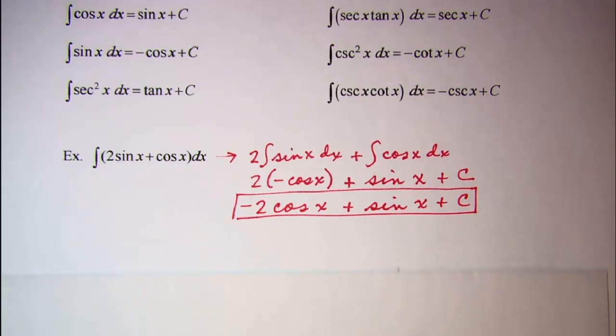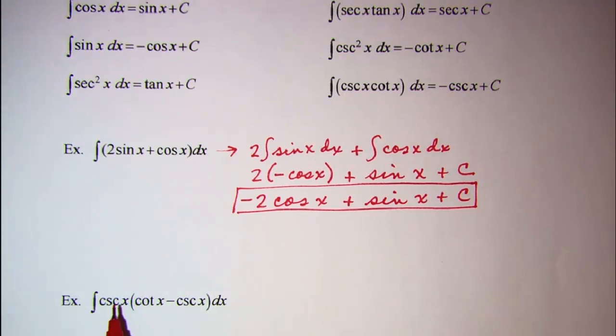Let's do another example. Now we don't have a product rule per se like we did in differentiation. So all we have are the rules that we've learned so far. So don't make up rules. Don't try to get creative. What we want to do on this problem is distribute our cosecant x through the parentheses and then look to see if we have rules for integrating the new expression.